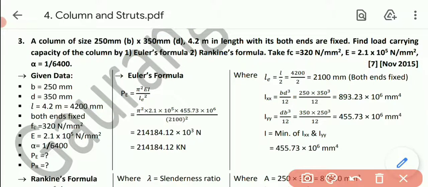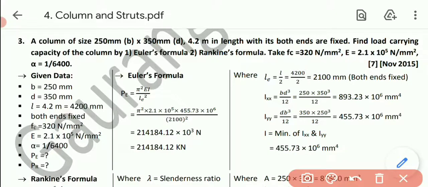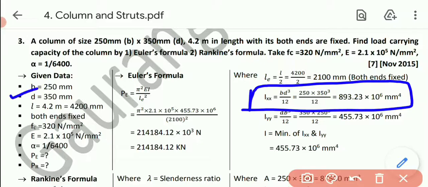Next I need I. So I equals the minimum of Ixx and Iyy. It's a rectangle section, so the equation of moment of inertia will be BD cube by 12 for Ixx and DB cube by 12 for Iyy respectively. Let's calculate Ixx first. BD cube by 12, with B 250 and D 350, so 250 into 350 cube by 12. I got the answer 893.23 into 10 raised to 6 mm raised to 4.